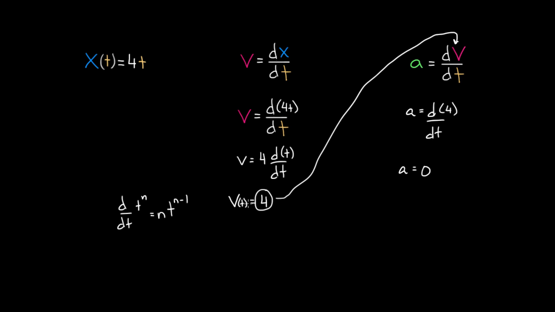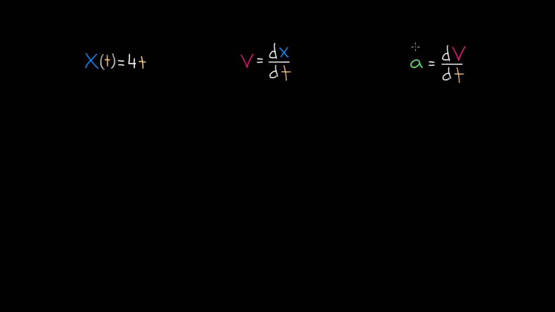Only if this velocity function had some function of time in it, if there was a t in here, a t squared, then your acceleration would be non-trivial, i.e. not just 0. So let's look at another example. Let's see what happens here. Let's get rid of all this, and we'll say that our function instead is 3t squared.